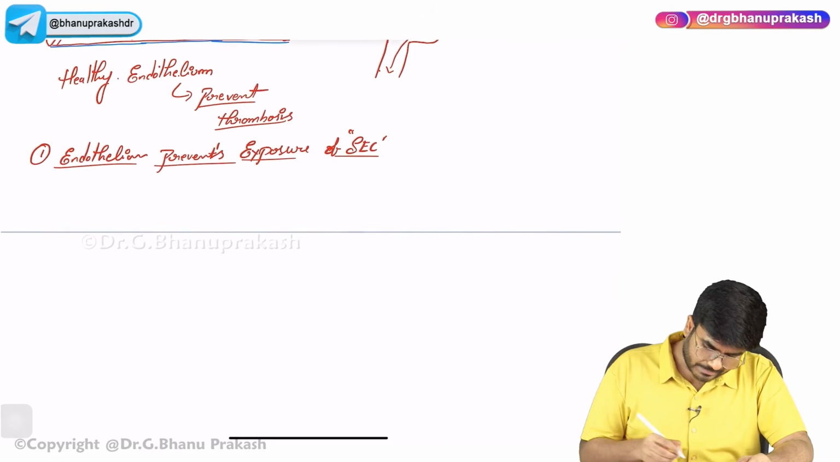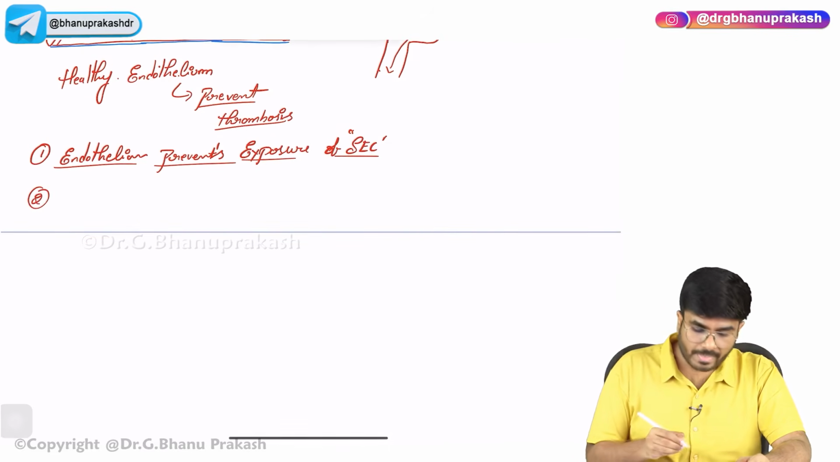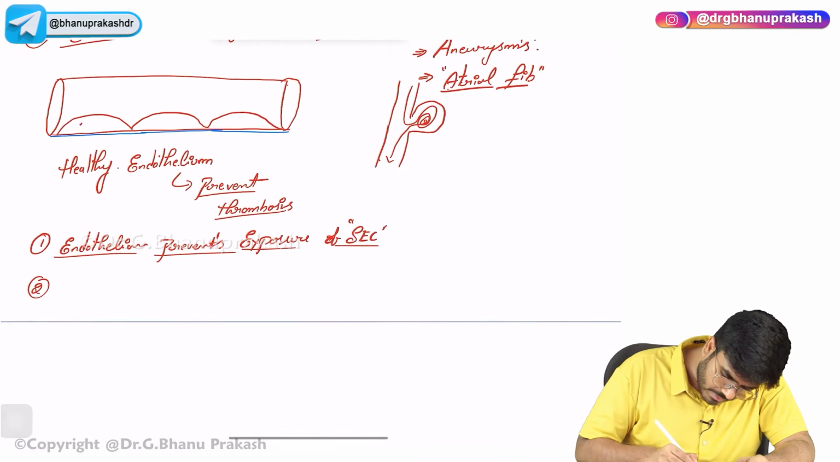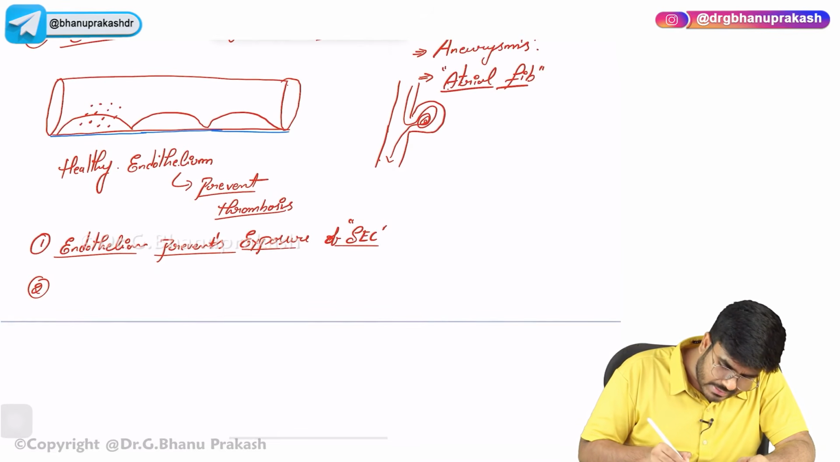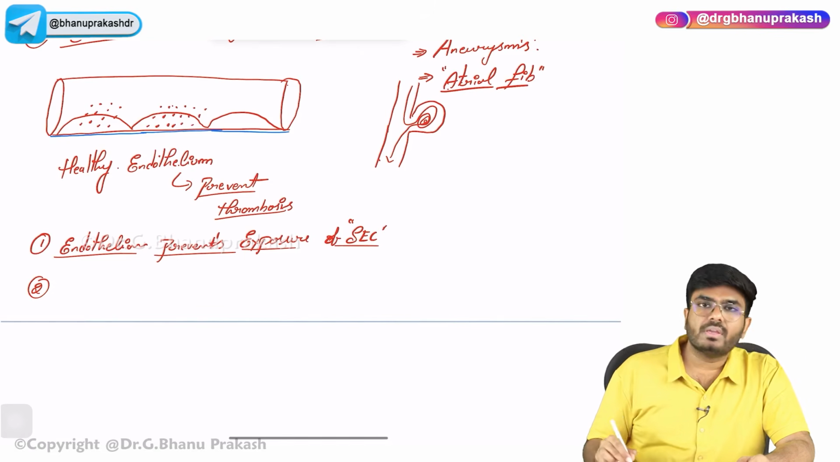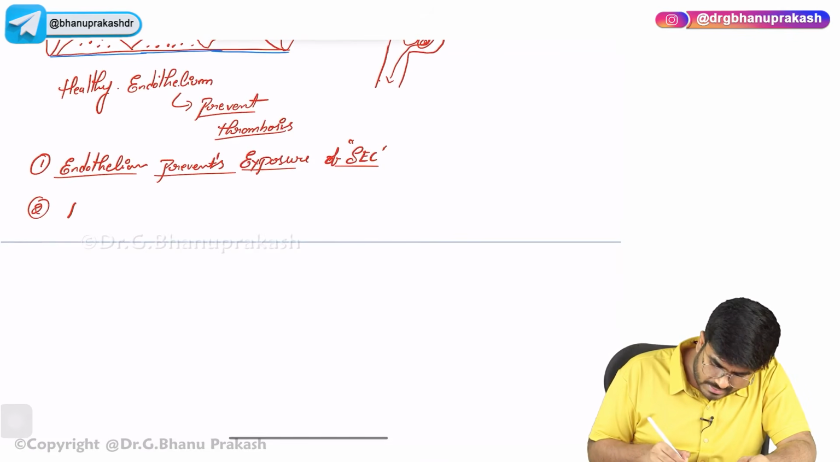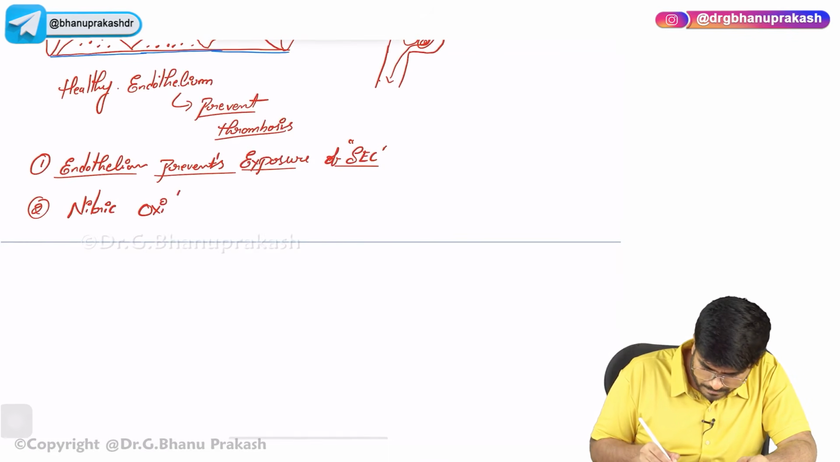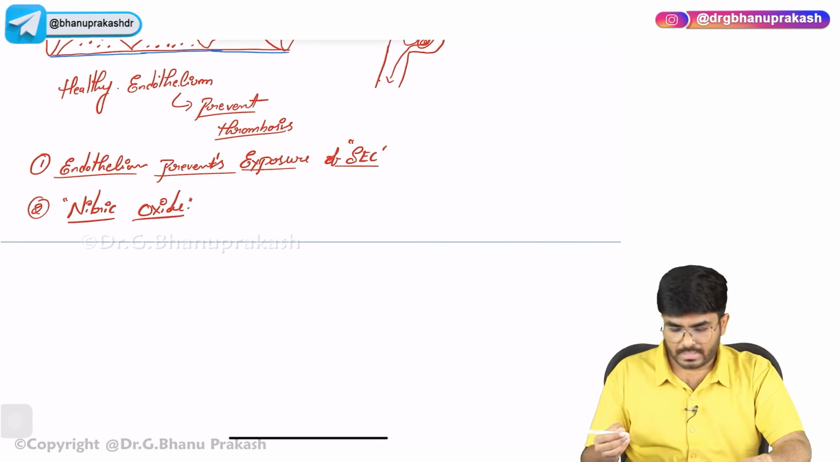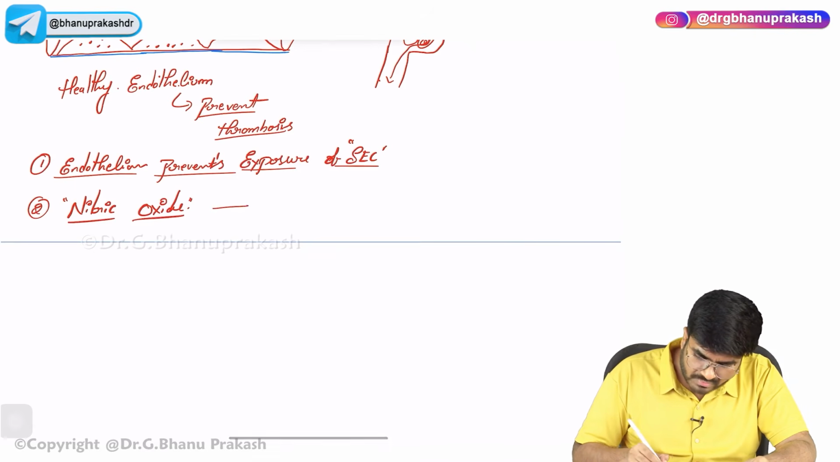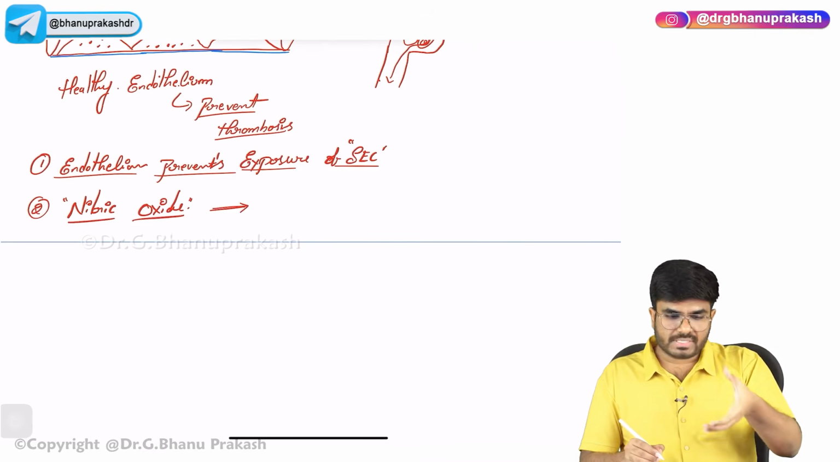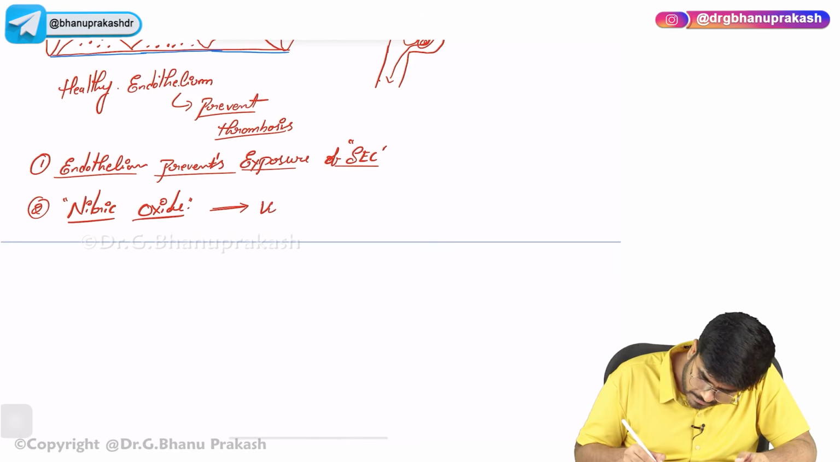Next, this healthy endothelium is going to release certain substances which inhibit platelet formation. Which substances, sir? Number one is nitric oxide. Don't forget, nitric oxide is derived from arginine, an amino acid. So what will this nitric oxide do? It is responsible for maintaining the blood vessels in a dilated state. It helps in vasodilation.